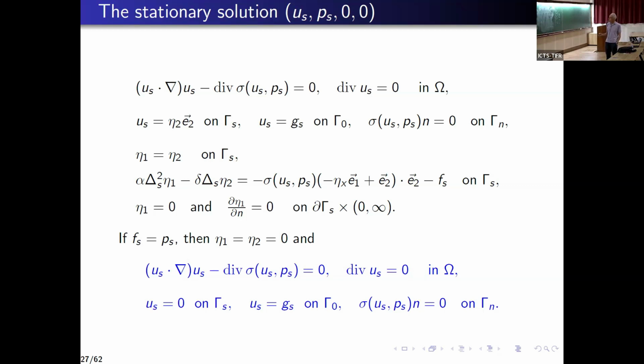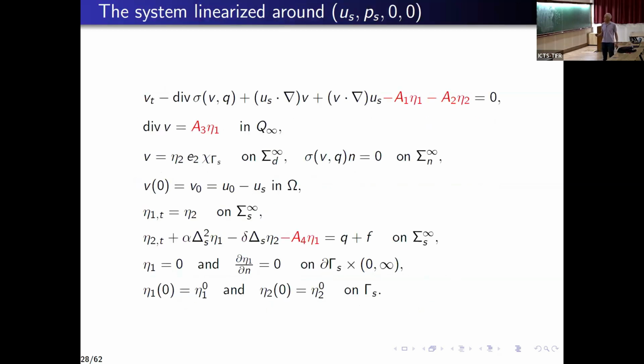And for simplicity, but it can be done in another situation, we put some force here in order to balance this term, and in such a way that the stationary solution is given by this velocity and a displacement equal to 0. So we are in the situation in which the stationary solution is a non-zero velocity, a non-zero pressure, but a zero displacement. And so the corresponding linearized model is like that.